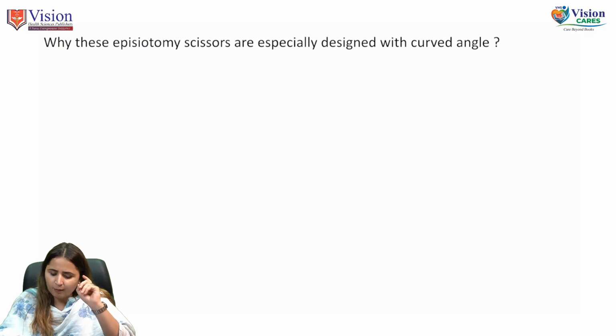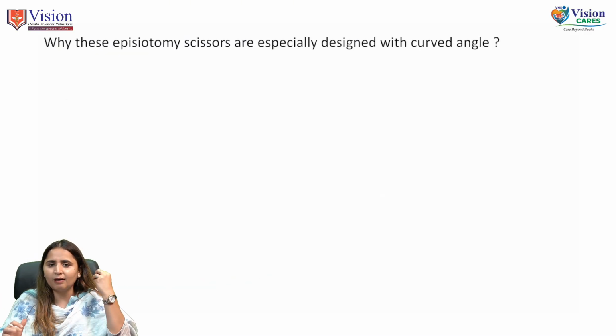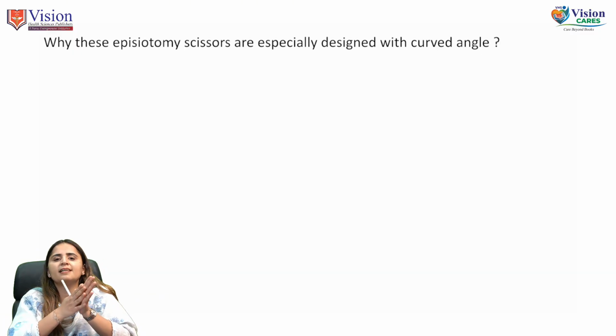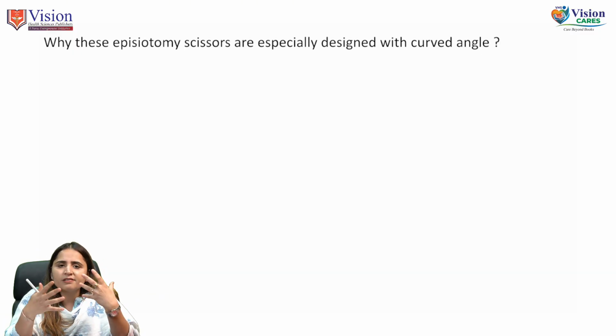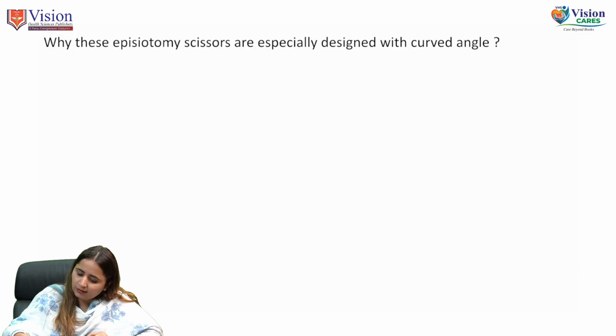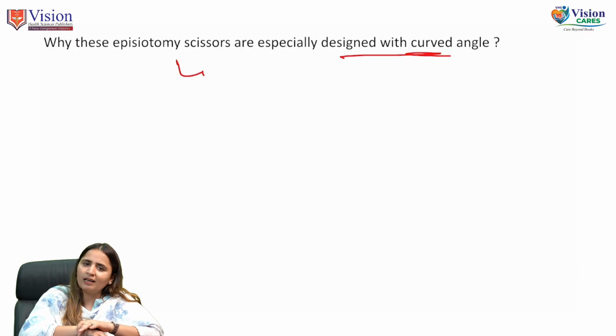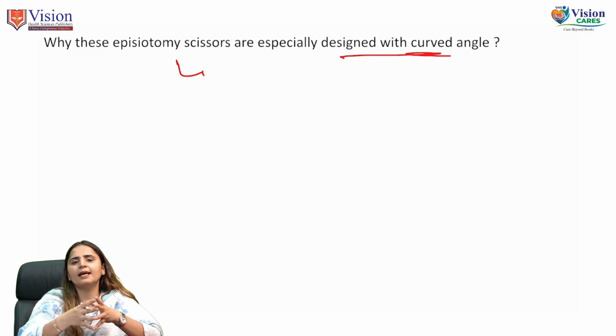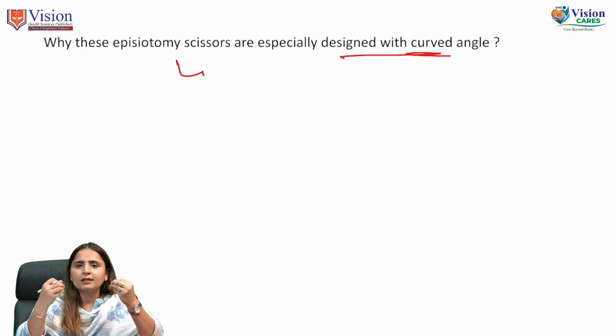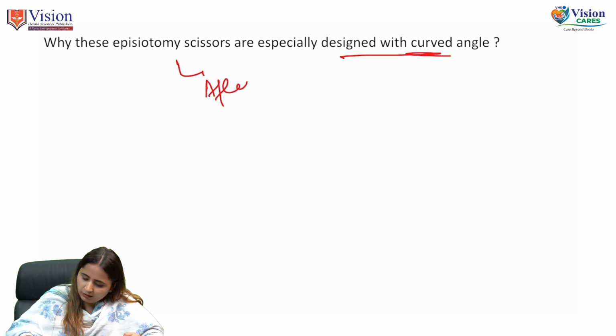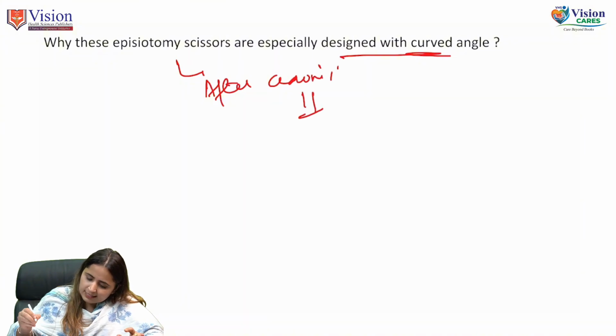Now let's discuss why these scissors are specifically designed. I told you at the very start that these are very specifically designed scissors with the curved angle. Like I told you at the initiation also, you all know that we do episiotomy when there is crowning, after crowning. Why are these scissors specifically designed?